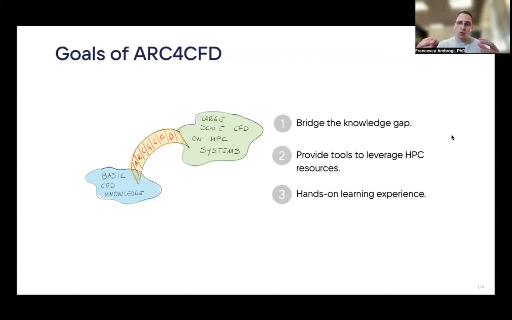So the purpose of this course is to bridge the knowledge gap between basic CFD knowledge and leveraging large-scale CFD simulation on HPC systems. We want to provide you with tools to leverage these HPC resources and to use them in the best way possible. And finally, this course is meant to be very hands-on to give you the best learning experience.